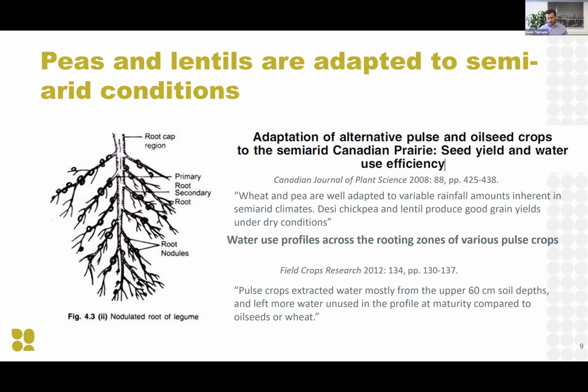They use water during a shorter period of the growing season. They use the water in a shorter part of the soil profile, and they leave more water for the next crop. That's probably the most important piece: they allow the next crop to still have some moisture, and don't draw down those reserves as much as some of these other crops. So you have to look at this from a holistic, cropping system perspective when talking about the advantages of pulses. Sometimes it's not so evident when you just look at them on their own.